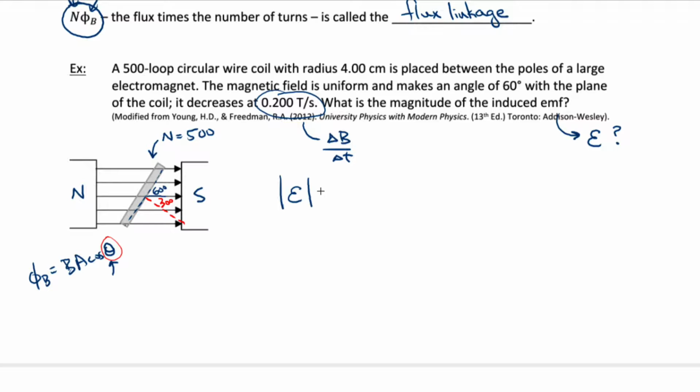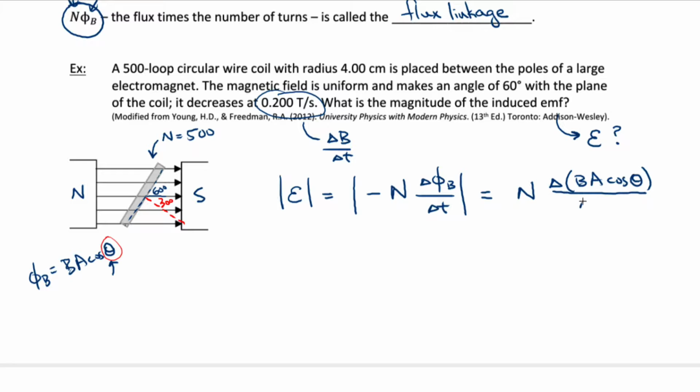So we want the magnitude of the EMF, and that's going to be equal to the magnitude of negative N for the number of loops times delta phi over delta t. We're using the second of our two versions of the Faraday's law equation because we have N loops. We could use the first one if there was only one loop, the one without N. Now I'm going to drop my absolute value signs and drop my negative, so I get N times the change in the flux, which is the change in BA cos theta. So I'll make that replacement, divided by delta t.